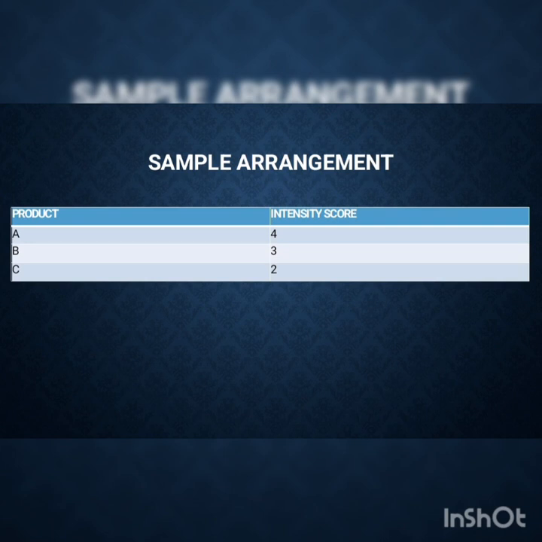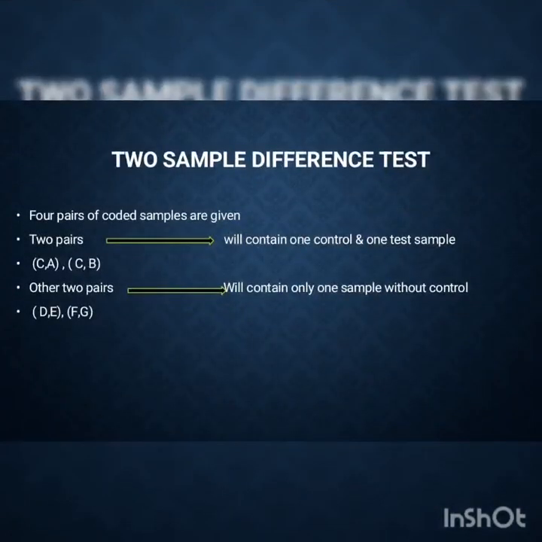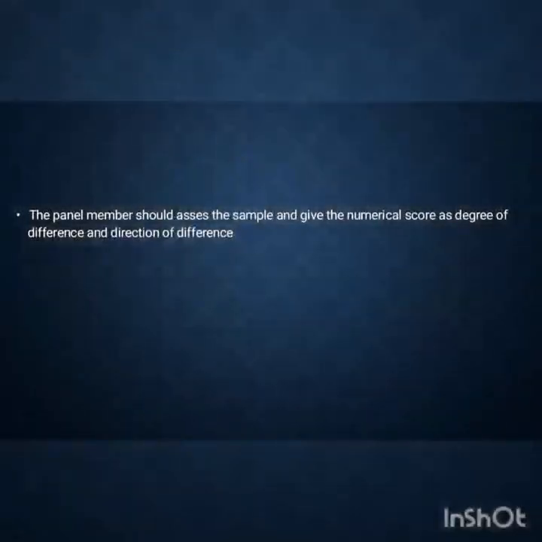So the intensity score will be given by the panel member, and 1 indicates weak, 2 indicates moderate, 3 indicates strong, 4 indicates very strong. In sample arrangement, the products A, B, C will be given and the intensity score will be given to them by the panel member according to the taste of the food.